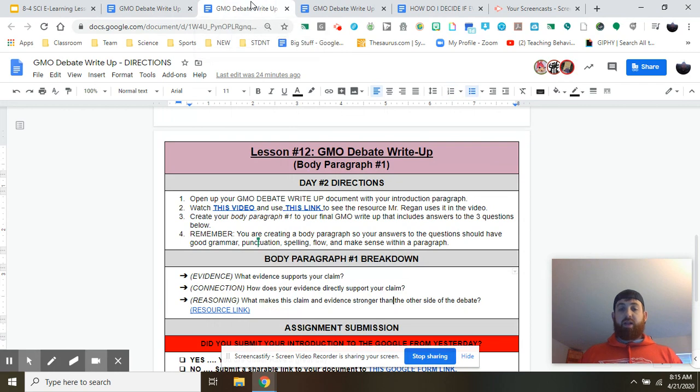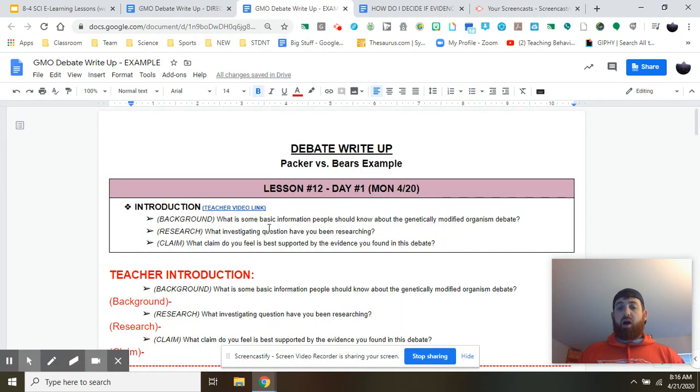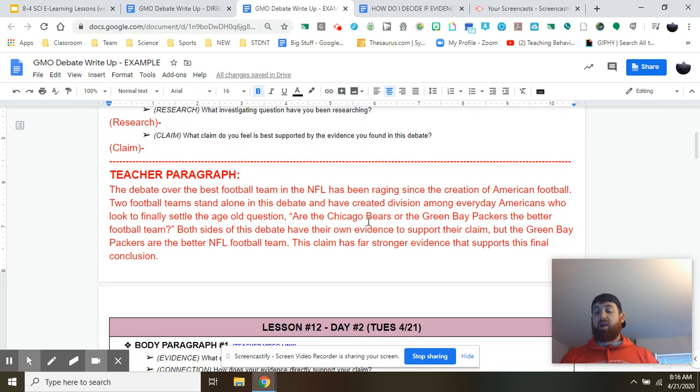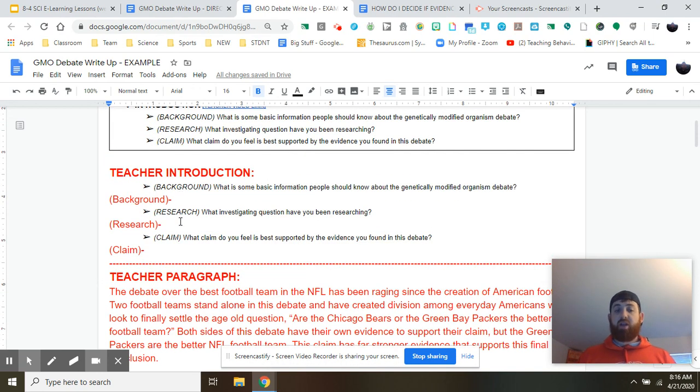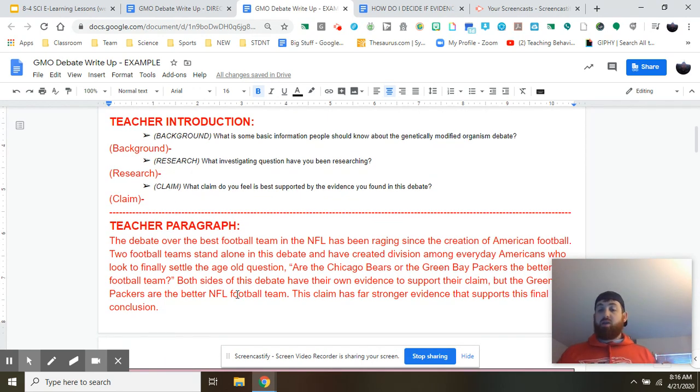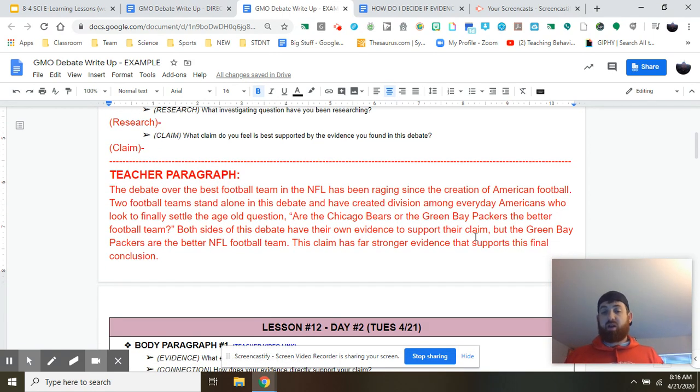So looking at our GMO debate, okay, I have this write-up example that's going to focus on the debate about the Bears and Packers. Now, I've written a little paragraph here that introduces the debate the same way you should introduce the GMO debate. It has some background information. It has the research question and investigating question that I was looking at, and it has the very basic claim. Okay, you guys can go through it and check out what that looks like, but here's the big thing you got to know, okay?